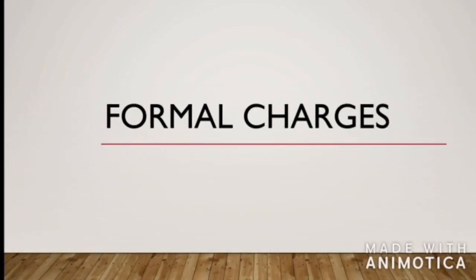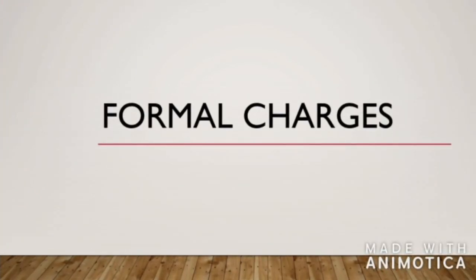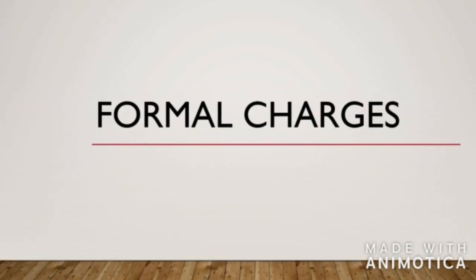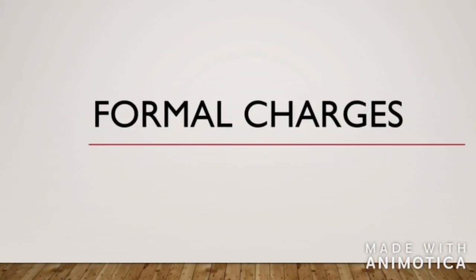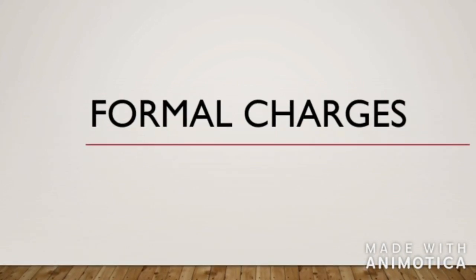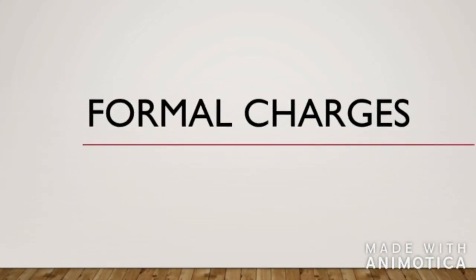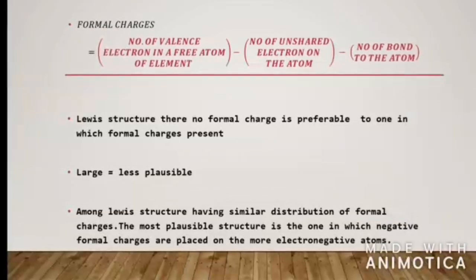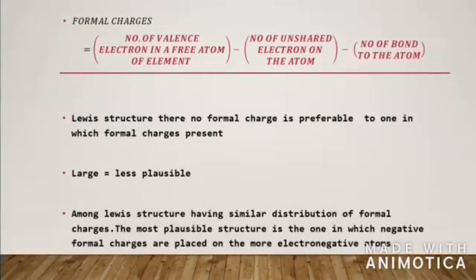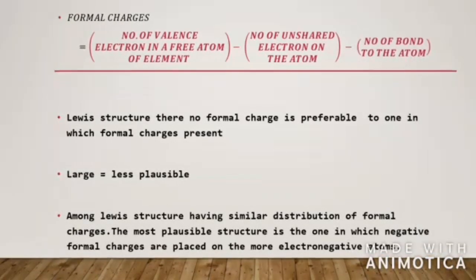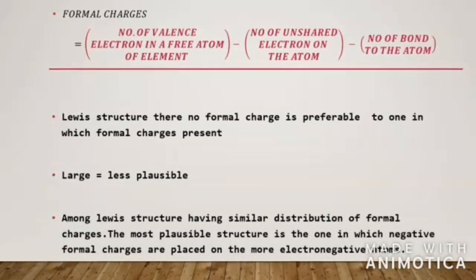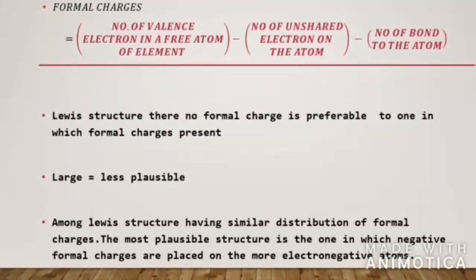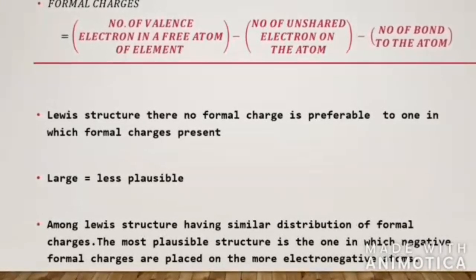Formal charge can be used to help in the assessment of resonance structure and molecule topology. The use of formal charge is presented as a simplified method of describing structures. To calculate formal charge: the number of valence electrons in a free atom of the element, minus the number of unshared electrons on the atom, minus the number of bonds to the atom. The charge on the molecule or ion is equal to the sum of all the formal charges.